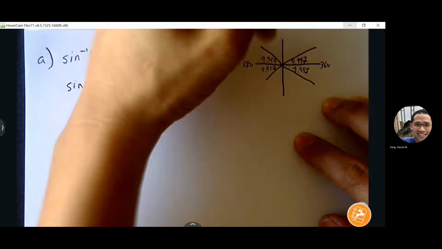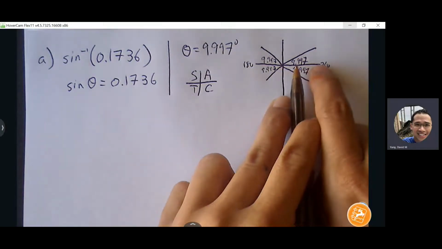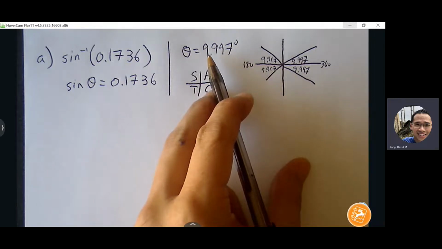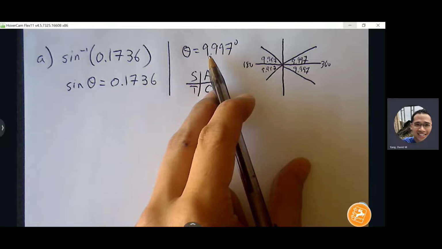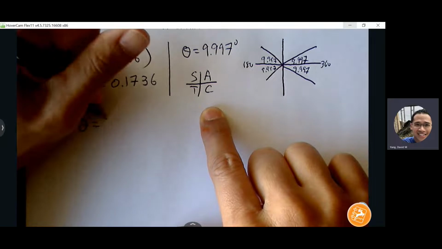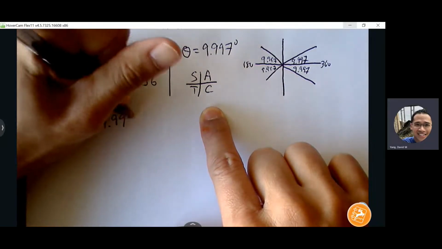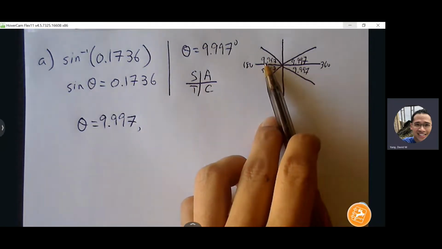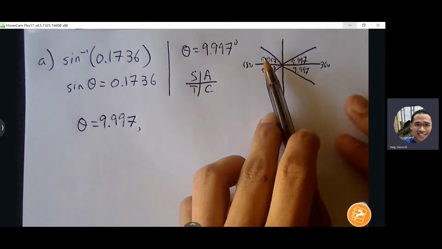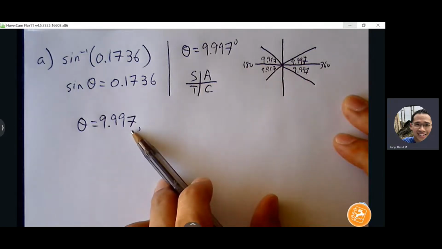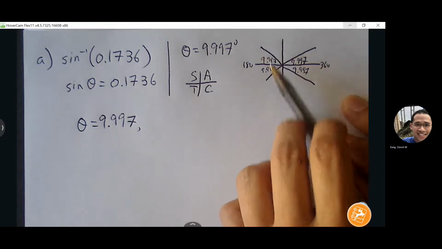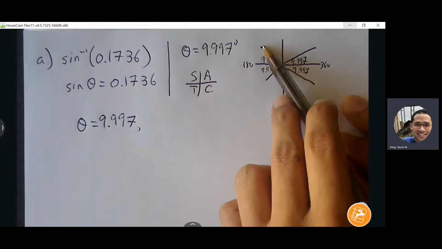One and two. Okay, so now quadrant one is easy because whatever you get for theta, whatever your reference angle is, is automatically going to match your first quadrant answer. So we know theta is 9.997. That's easy. Now, what's going to be the angle in second quadrant that has a reference angle of 9.997 degrees? How do we find this angle? Good. Yeah. 180 minus 9.997.